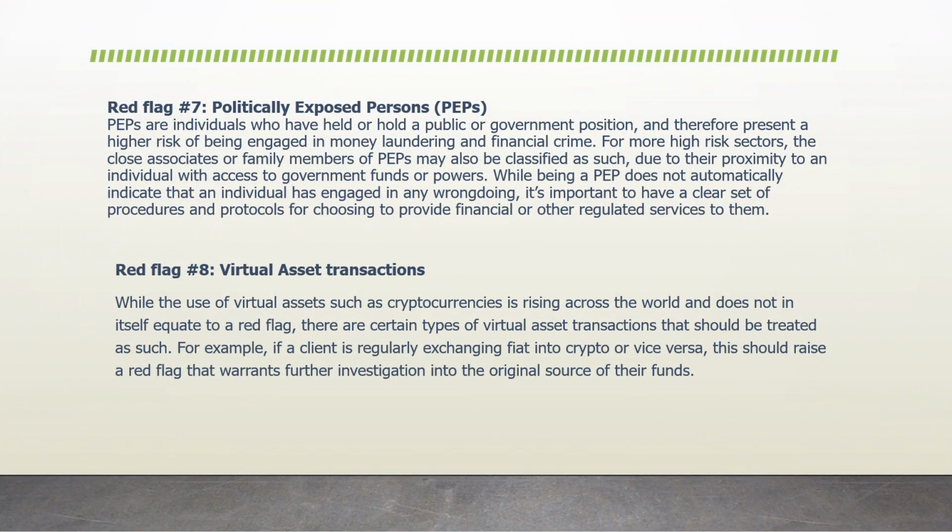Politically exposed person, PEP. Politically exposed persons, PEPs, are individuals who have held or hold a public or government position and therefore present a higher risk of being engaged in money laundering and financial crime. For more high risk sectors, the close associate or family member of a PEP may also be classified as such due to their proximity to an individual with access to government funds or power.